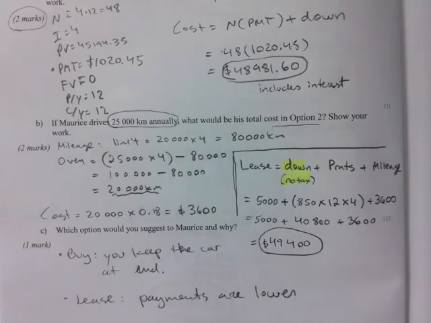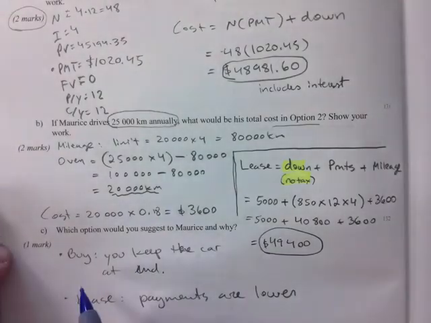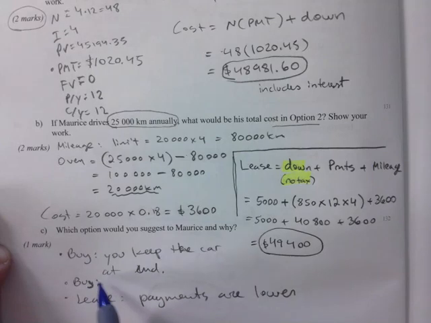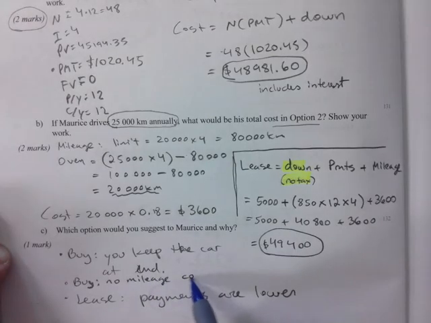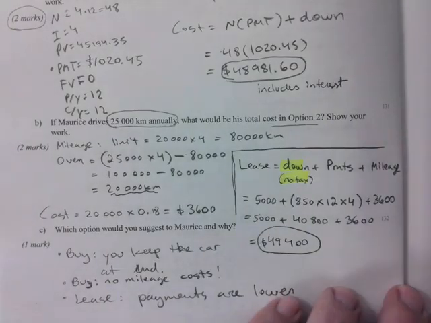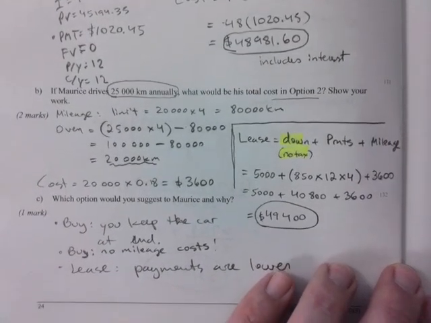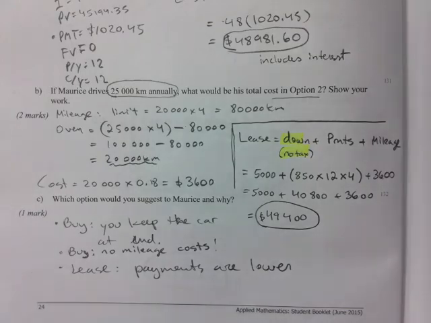Okay, so I would say buy as well. Another option for buying would be no mileage charge, no mileage costs, right? Or limits or restrictions. So that is another thing you can put down for a pro for buying. Another pro for leasing would be you can return it when you're done with it and get another one. Okay. All right, done with finance.